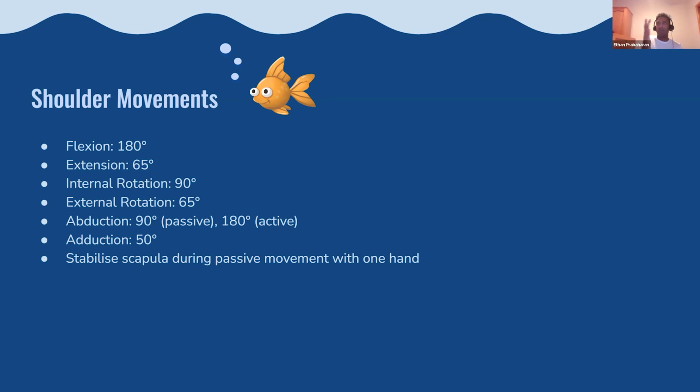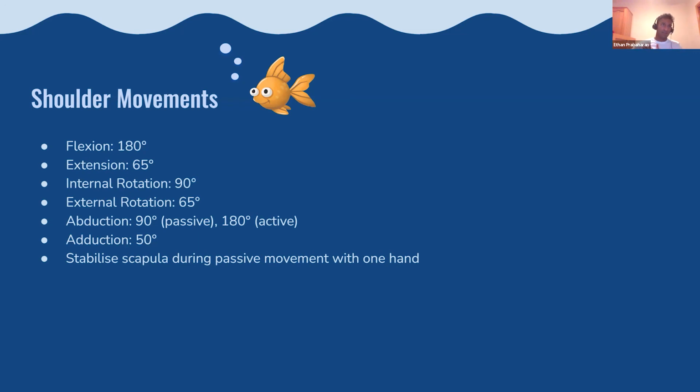But basically, if you have your elbows by your side, you can measure internal and external rotation off that. The trick is just moving it at the shoulder and not anywhere else. So you tuck your arms in, have your elbows by your side, and then you can get a sense that internal rotation is about 90 degrees and external rotation is about 65 degrees.